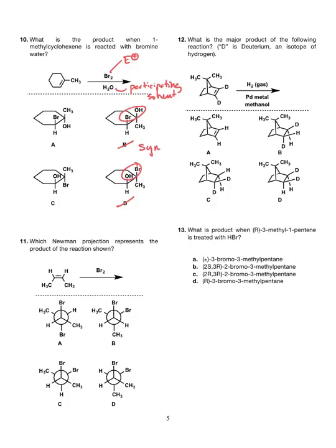The correct answer for this one is going to be 10. And the reason for that is when the water attacks, it's going to attack the more substituted carbon of the bromonium ion, because that carbon has more of the positive charge of the bromonium ion.